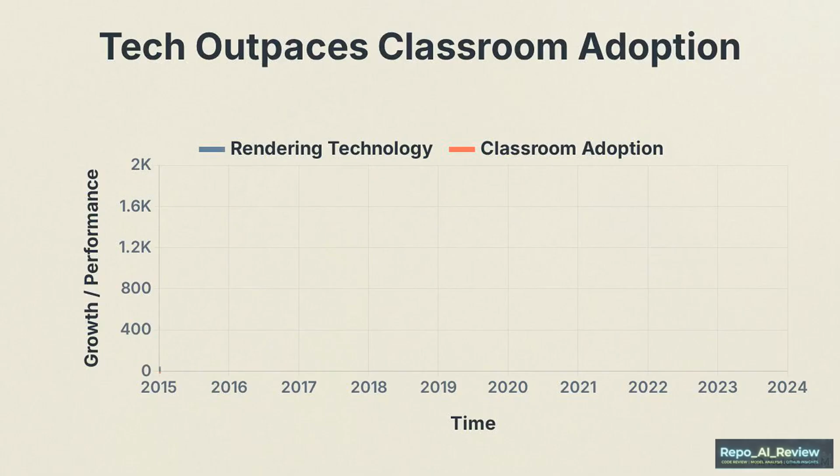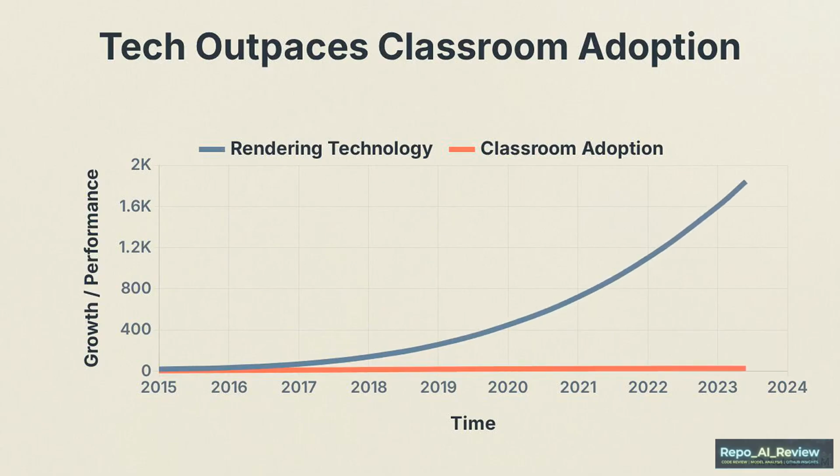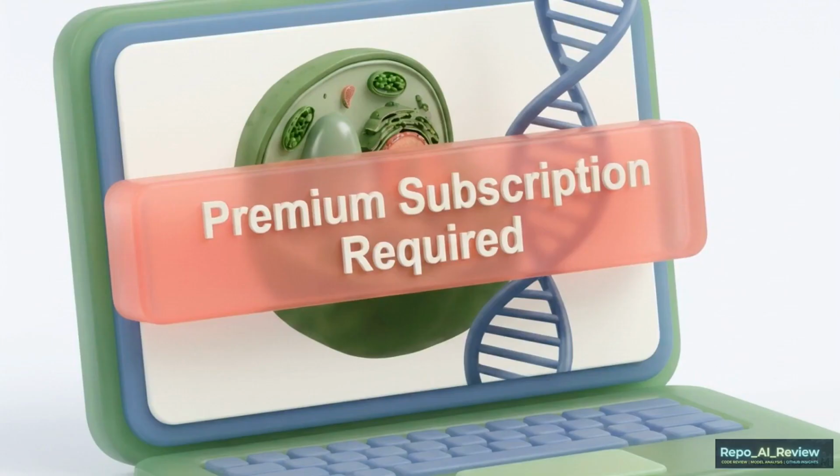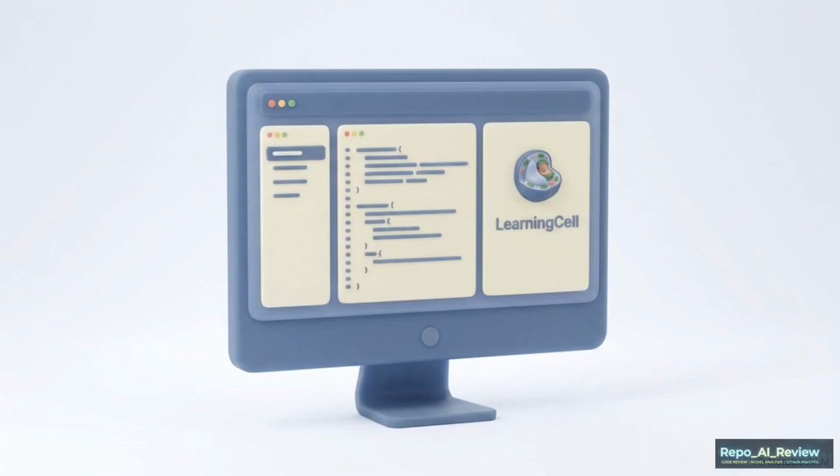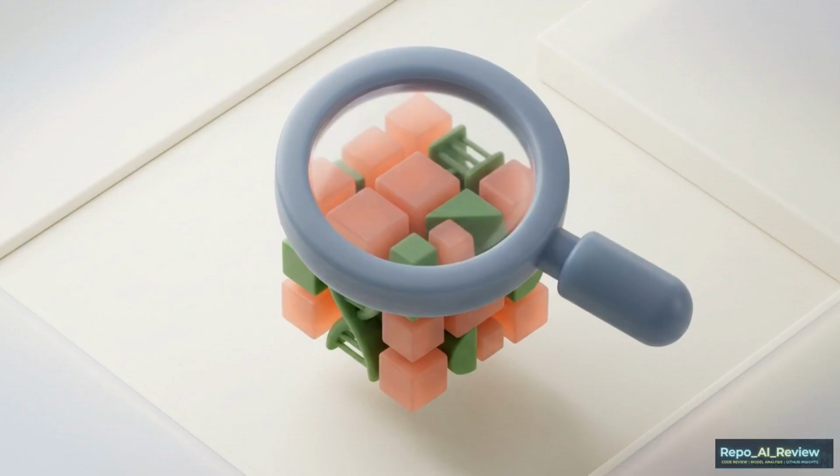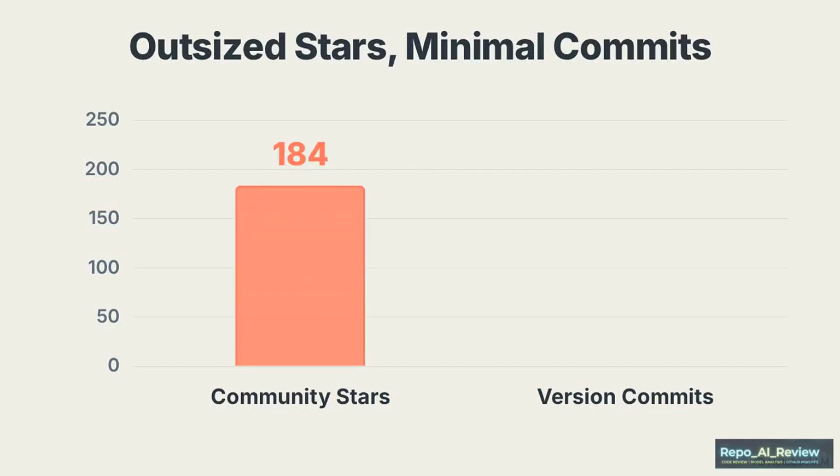The real barrier keeping immersive, browser-based education out of the classroom isn't a lack of rendering technology. It is the restrictive business models guarding it. Which brings us to a relatively obscure GitHub repository, built primarily for Chinese classrooms, called LearningCell. Looking at its history, it is a statistical anomaly. It recently crossed 190 community stars, yet the entire version history consists of exactly 4 commits.